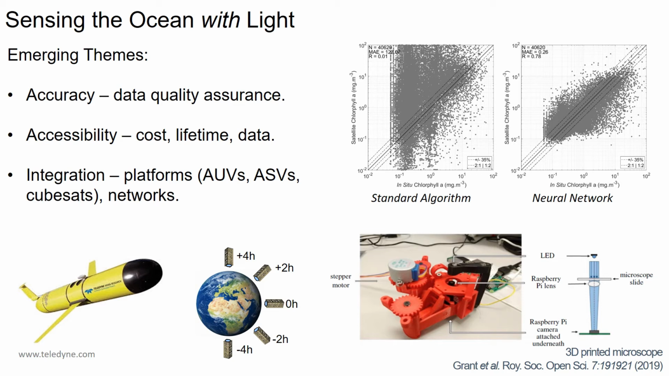Again, data quality is the single most important feature. More specifically, known data quality is essential. Here I'm showing some new results from a machine learning algorithm to derive chlorophyll from ocean colour data, and showing that it massively improves the quality of data compared to the industry standard algorithm.